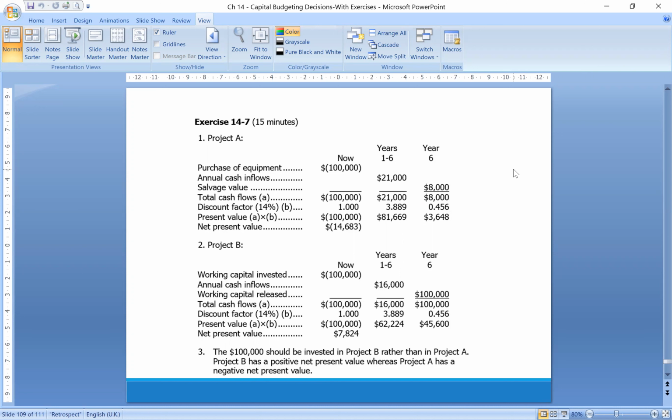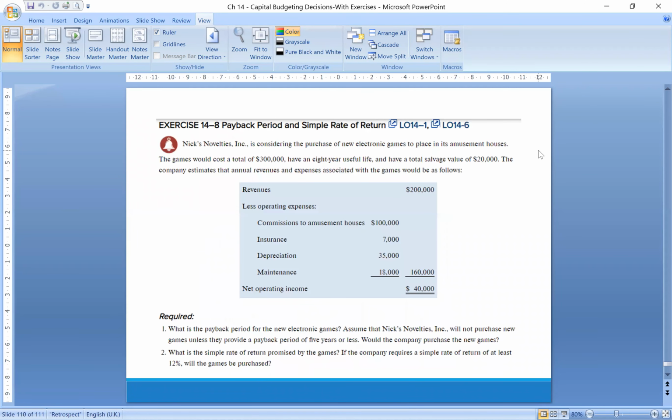The key word here is a positive net present value compared to the other one, which is negative net present value. Suppose that we have 2 positives, then the keyword will be what? Higher. Suppose that we have a negative, the word will be the lesser, because of a negative. Be careful about the words, and this is important.